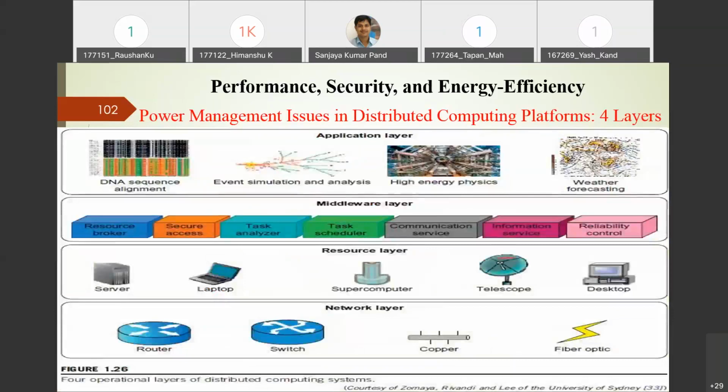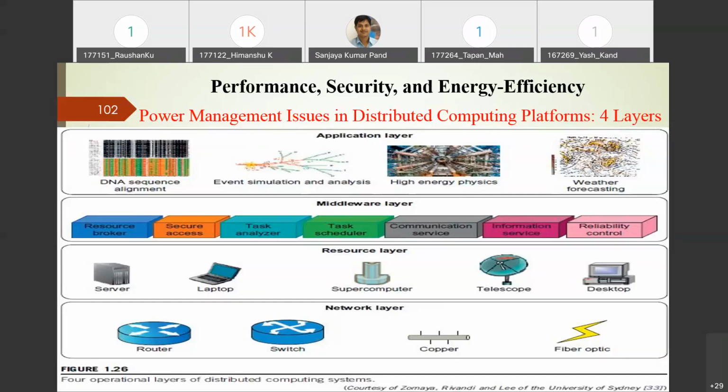The next one is power management issues. The distributed computing platform is divided into 4 layers. You can see there are 4 layers. As I told you previously also, the bottom layer is your hardware layer. In this case, the bottom layer is called your network layer, which has your router, switch, copper, fiber optic. On top of the network layer, you have the resource layer, with servers, PCs, laptops, desktops, or you can say workstations or servers, or even data centers or supercomputers.